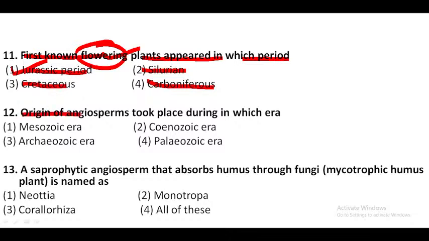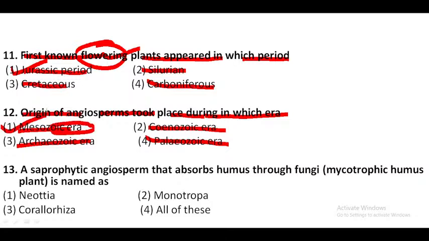Question number 12: origin of angiosperm took place during which era? Option number 1, Mesozoic era, second is the Cenozoic era, third is the Archaeozoic era, and fourth is the Paleozoic era. So your answer goes to the first one, that is Mesozoic era. So Mesozoic era is considered the origin of angiosperm.